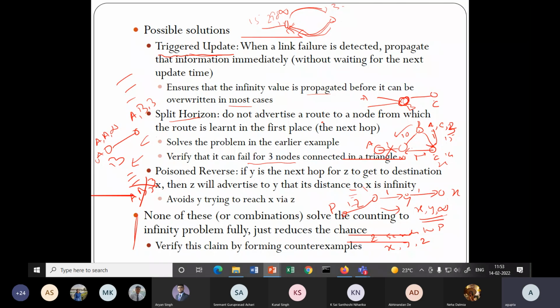So if triggered updates and split horizon, none of them fully solve it, we can employ them to reduce the chance, but there's always a chance that this loop will continue. The chance that it will continue will be less, but once that infinity is wiped out, you're gone. Then it will continue. The infinity has to stay there. The infinity is the indicator that there is no route to that destination. It's telling people there is no route by saying the route cost is infinity. So once the infinity is gone, because you have bad luck, it will just keep on increasing.